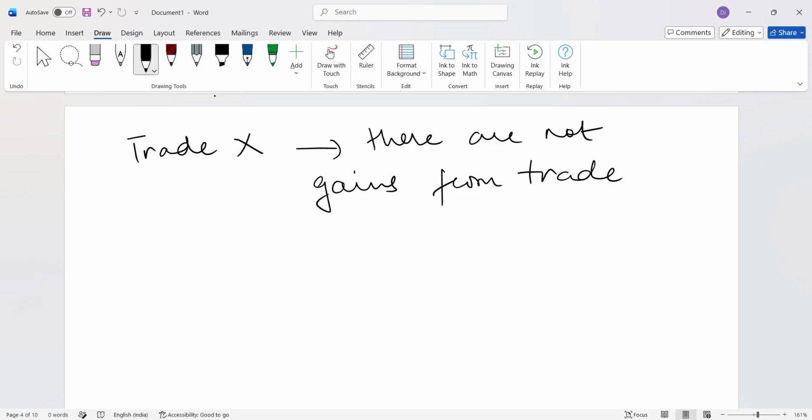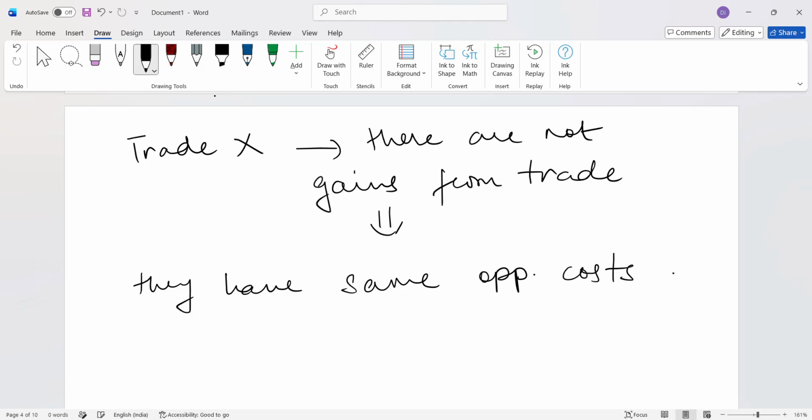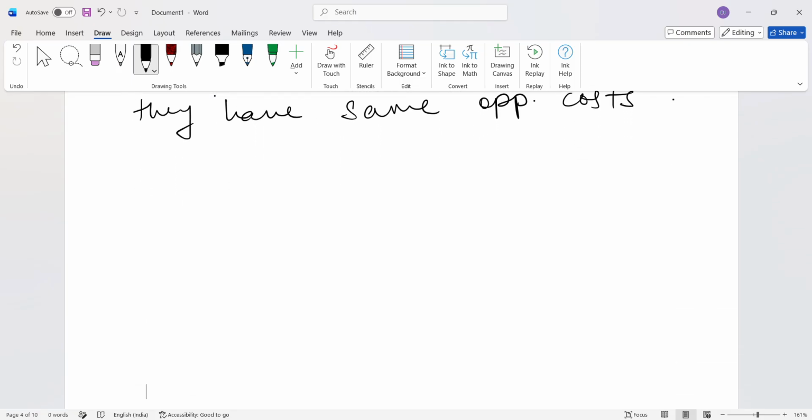And when do you think that there are no gains from trade? There will be no gains from trade when both the countries or both the producers have the same what? Same what? Yeah, you're right. Same opportunity costs. Then obviously trade will not take place. So I'll give you an example where you might come across where they have same opportunity costs.